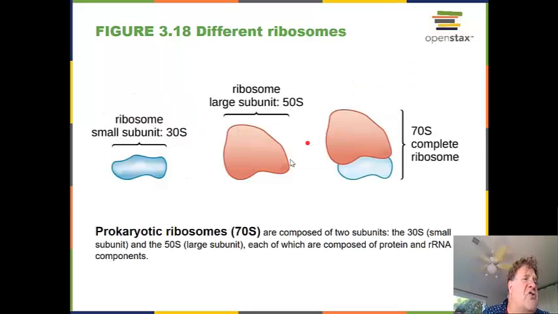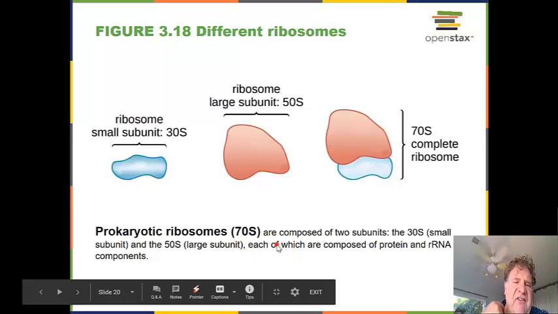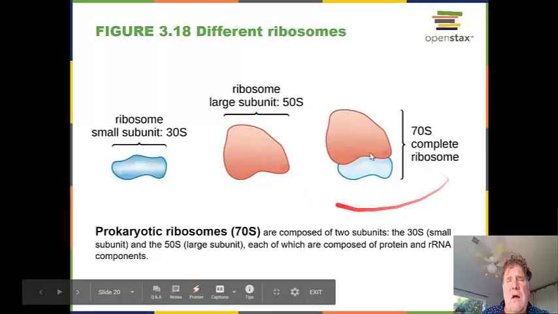The ribosomes are slightly different. We have what we call 70S ribosomes, and they are a little bit different than some of the ribosomes in eukaryotic organisms.